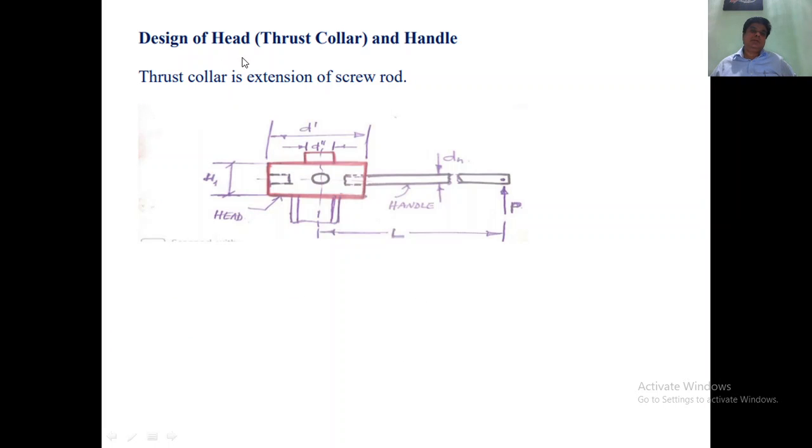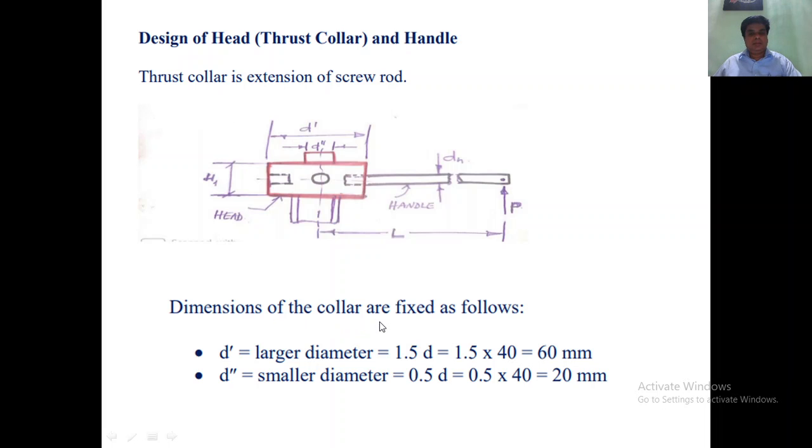Coming to the head now, that is the thrust collar and handle. So this is the collar, this is the screw rod, and this is the handle bar. To design this, the thrust collar and the collar friction we have seen in the previous session will apply now. So the dimensions of the collar: we have this D dash, D double dash, this is the height of the collar, and this is the collar head. This is the handle, and this is the diameter of the handle, DH.